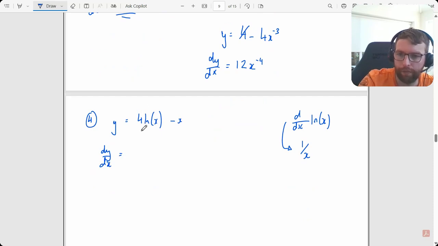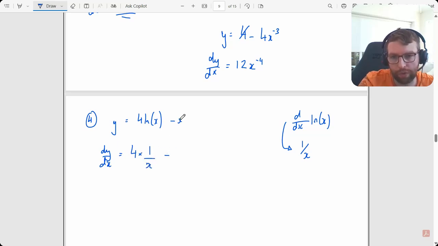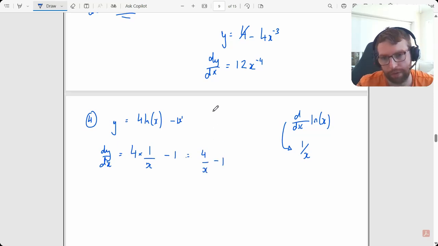So here we get 4 times 1 over x, and then this one goes to 1. So it's effectively 1x to the power 1. So 1 times 1 is 1. Subtract 1 off the power, gets rid of the x. So that's what we end up with. And just to simplify it a little bit more, we get 4 over x minus 1, like that.